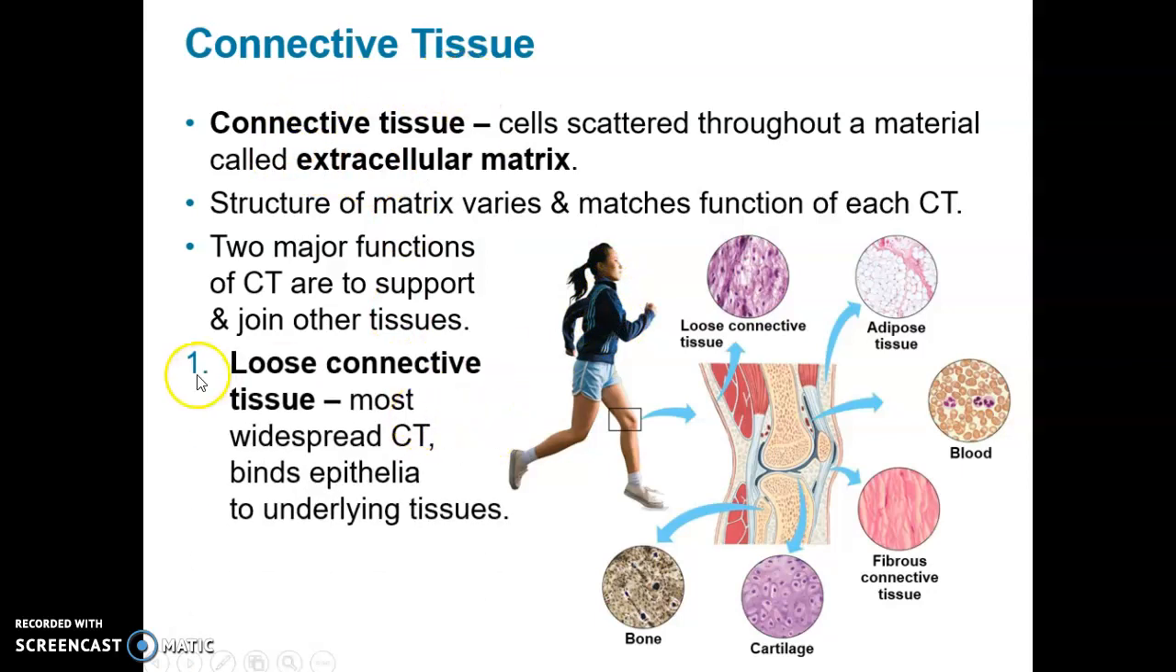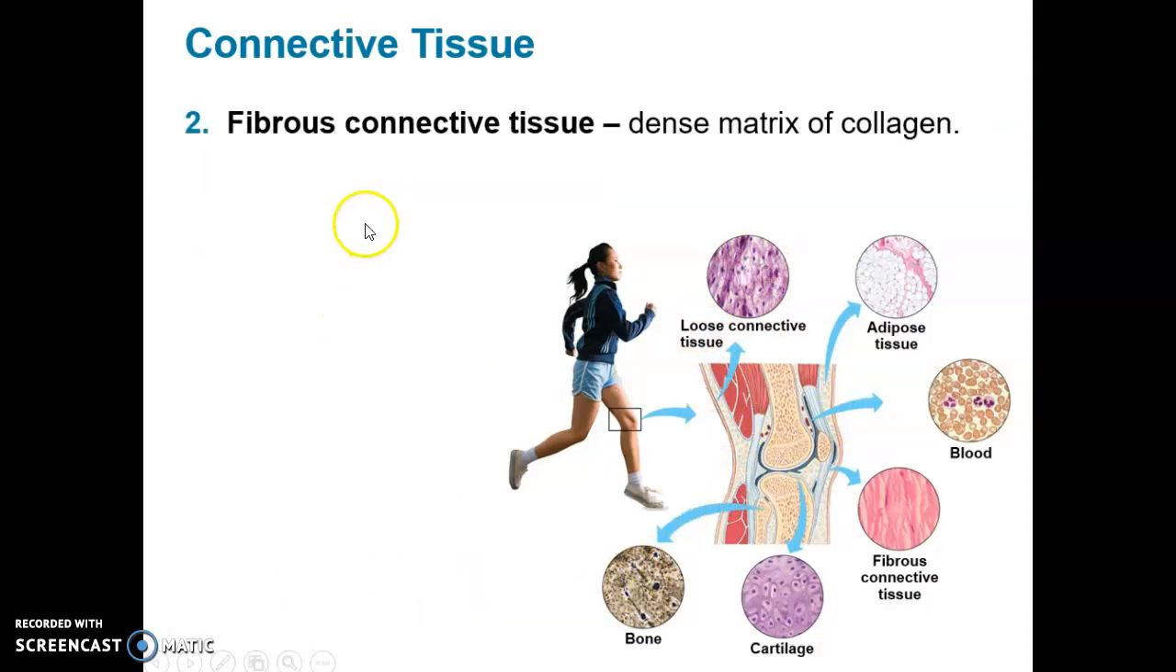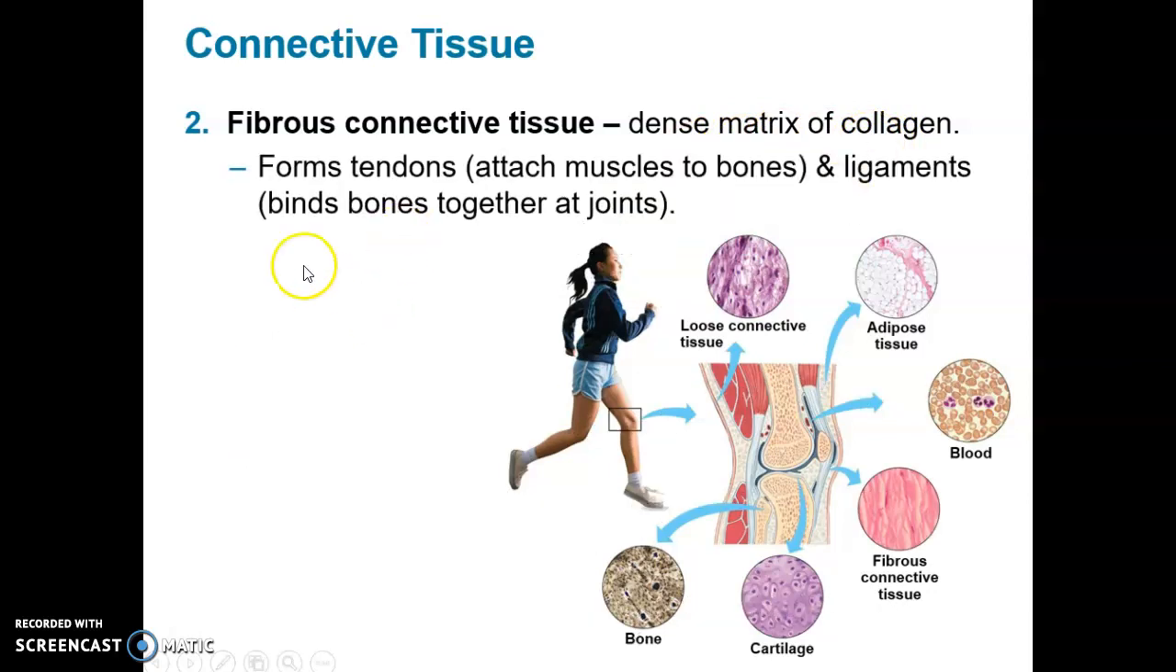One type of connective tissue is loose connective tissue, right here. It's the most widespread connective tissue in the body, and it binds the epithelia, the overlying skin, to the underlying tissue. So it's everywhere. Another type of connective tissue is fibrous connective tissue, down here. It's a dense, strong matrix of collagen, which is protein fibers that are really strong. So it forms tendons, and tendons attach muscles to bone.